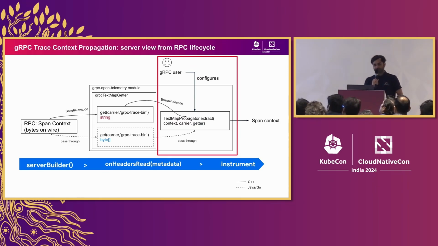Then at the server side also, when you are creating your server object, you configure your server. You just provide a server option with the text map propagator, and then your gRPC server is instrumented. At the server side, like in the client side where we saw something called inject, we have something called extract, because we are extracting the span context that is coming from the previous service.